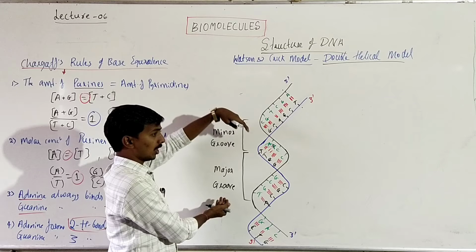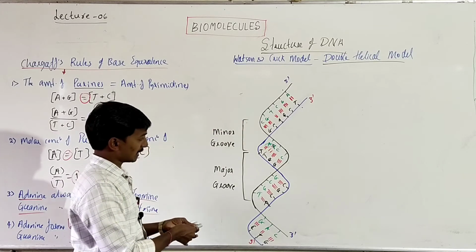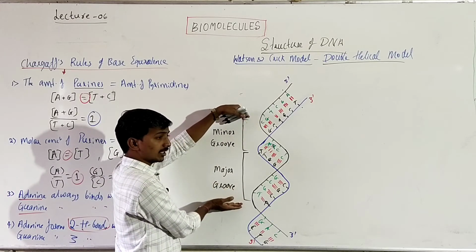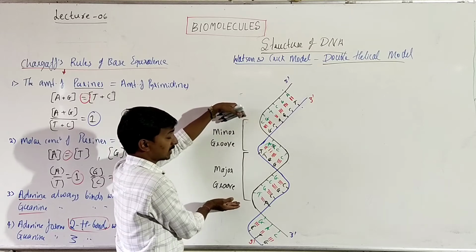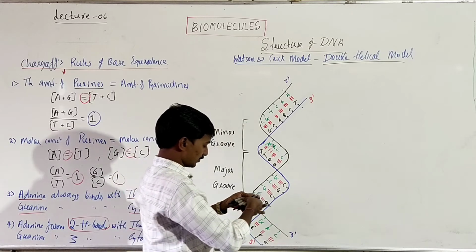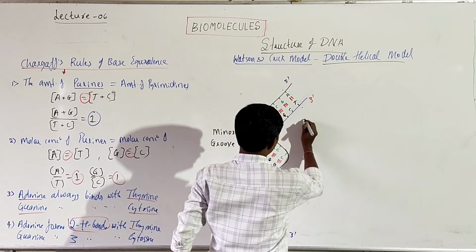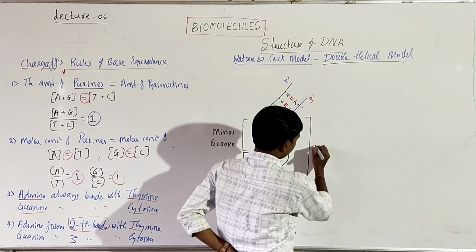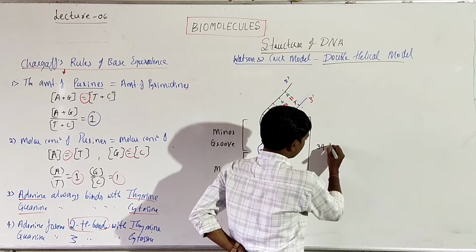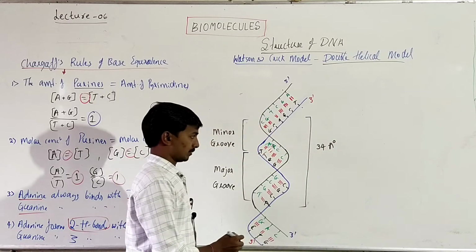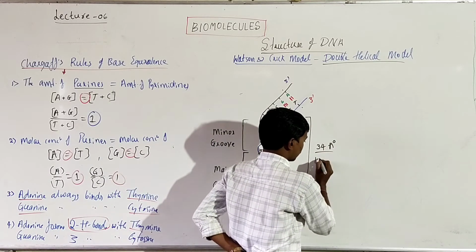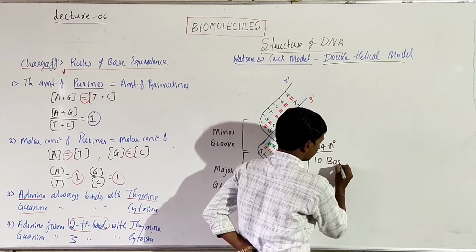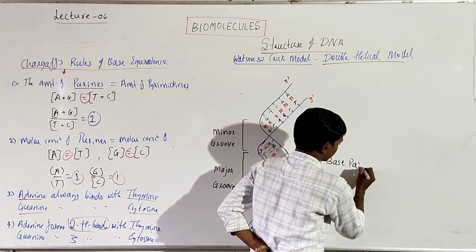They will cover about 10 base pairs, and this distance will be 34 angstrom. This distance will be 34 angstrom. That is covering 10 base pairs.